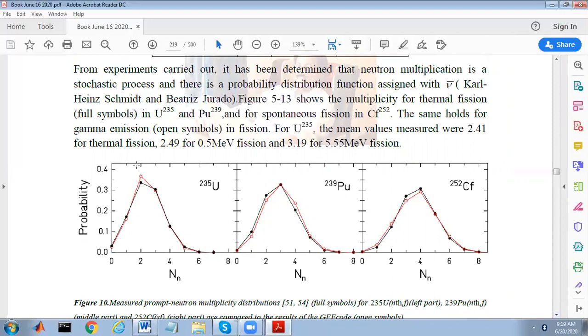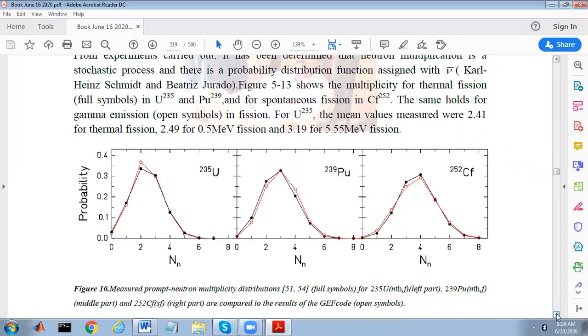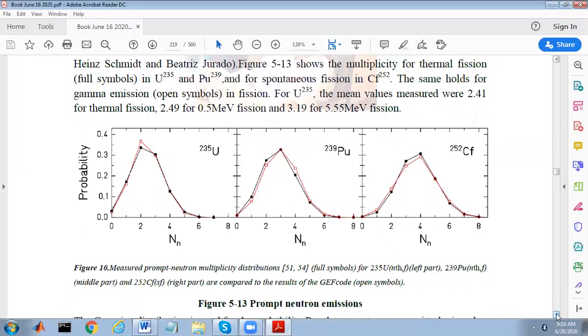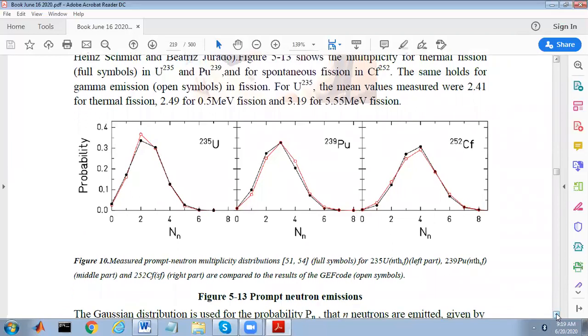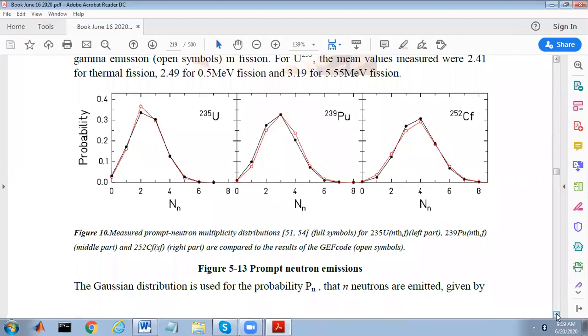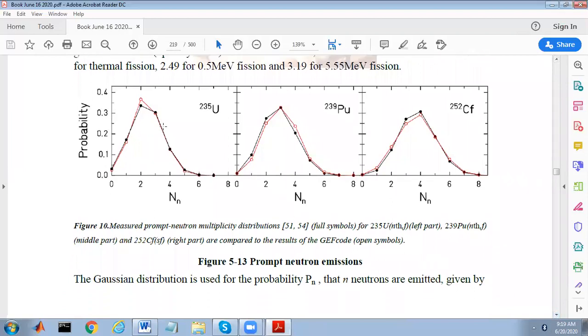So in this experiment for U235, Pu239, and Cf252, these are the results of the number of neutrons. The red ones are for the number of photons, and the black ones are for the number of neutrons. I think these are all for thermal neutrons. Can you see over here that there's a distribution function?